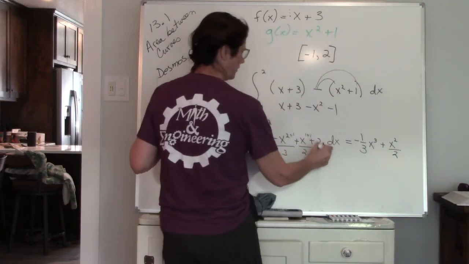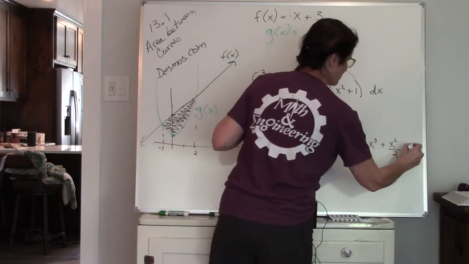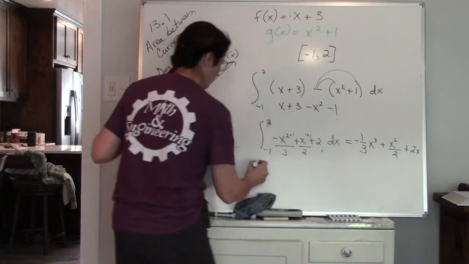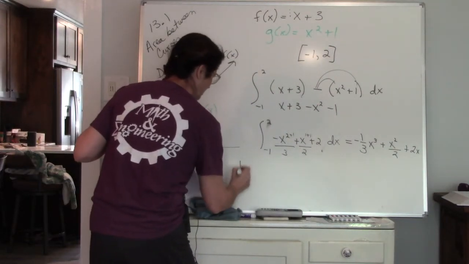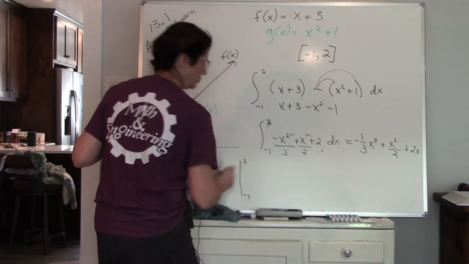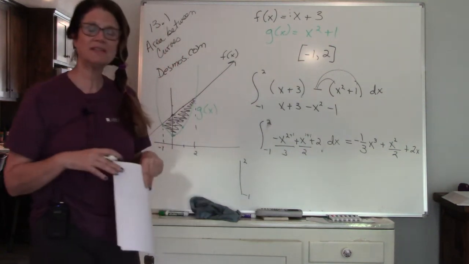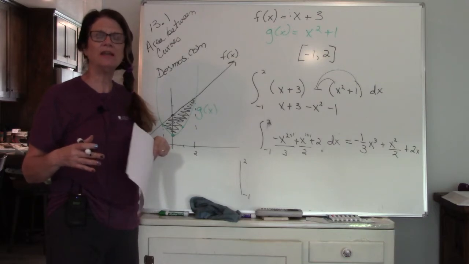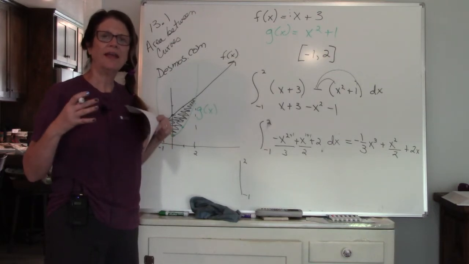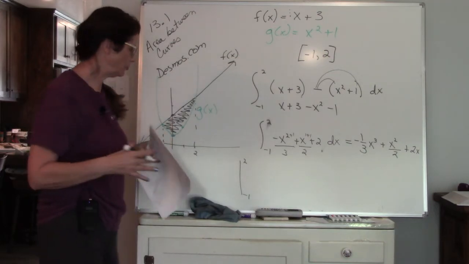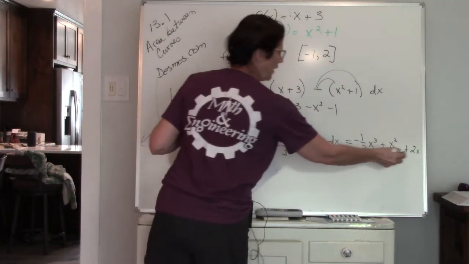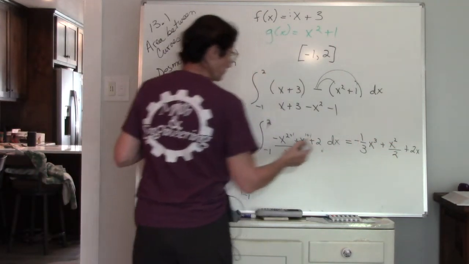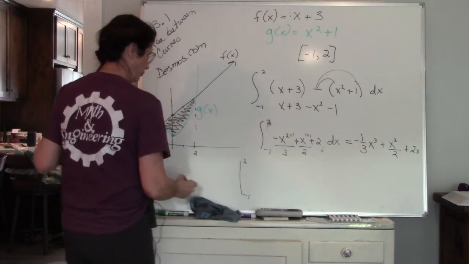And then this one, I'm going to add 1. So plus 2x. And now I am evaluating it between -1 and 2. Okay? So some of these can kind of get long, and there's a lot of process to it. But if you're just organized and stay focused, you can do this. All right, so here is my integral. Here are the values that I'm going to evaluate.